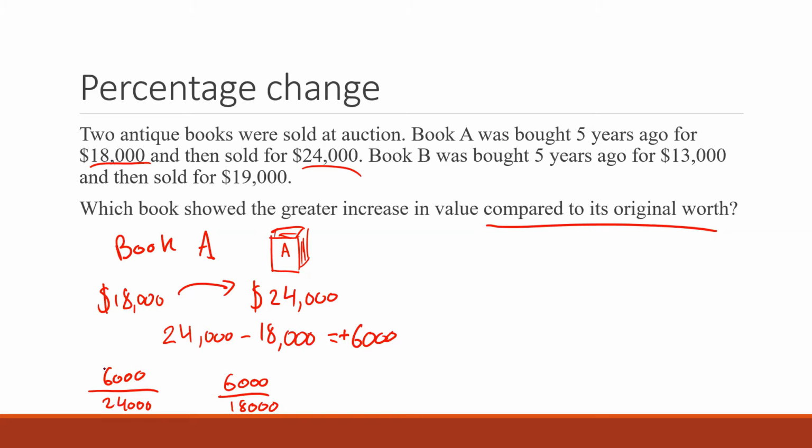It's over 18,000. Again, why? Because it's compared to its original price, and its original price was 18,000. You always compare it to its original price. No matter what, whether it went up or went down, you always compare the change to its original price. So 6,000 divided by 18,000.